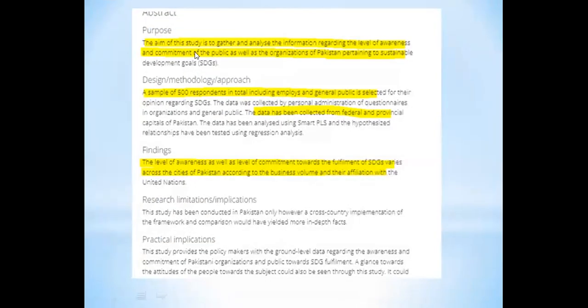The purpose of the study is to gather and analyze information regarding the level of awareness and commitment of the public as well as organizations of Pakistan pertaining to the Sustainable Development Goals. A sample of 500 respondents, including employees, journalists and the public, was selected for their opinion regarding SDGs. The data has been collected from the federal and provincial capitals of Pakistan. The findings of the study indicate that the level of awareness as well as commitment towards the fulfillment of SDGs varies across the cities of Pakistan according to business volume and their affiliation with the United Nations.